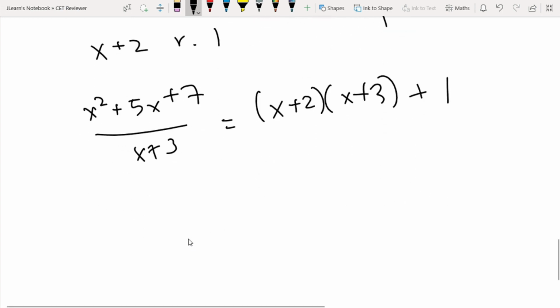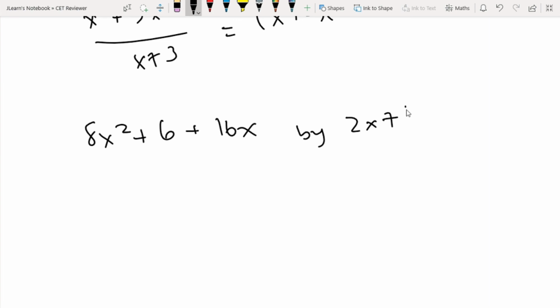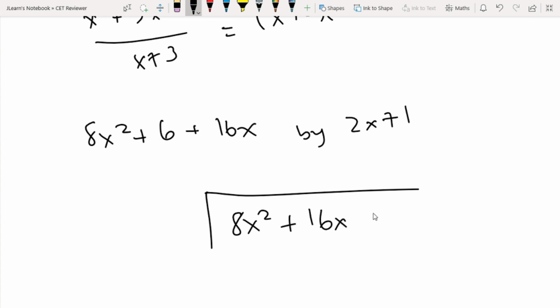So, let's have another example. Let's say you want to divide 8x squared plus 6 plus 16x by 2x plus 1. Okay? So again, by long division, 8x squared. Then ang gusto natin gawin ngayon ay i-order yung terms. Okay? So gusto natin highest degree muna, then pababa ng degree. So unahin natin yung 16x, then tsaka yung plus 6. And then you put 2x plus 1 dito sa labas.